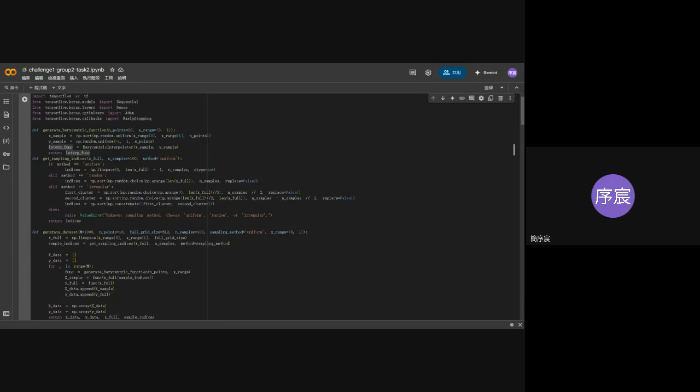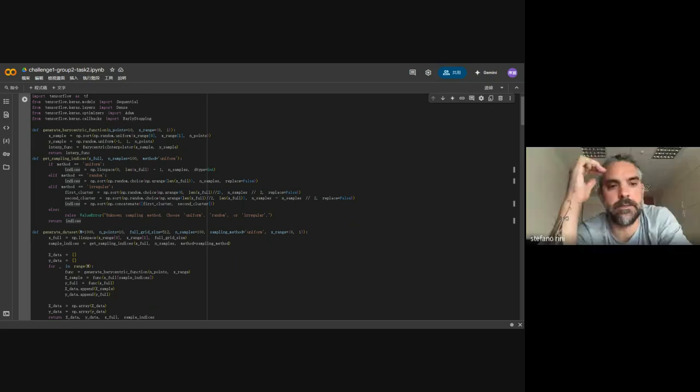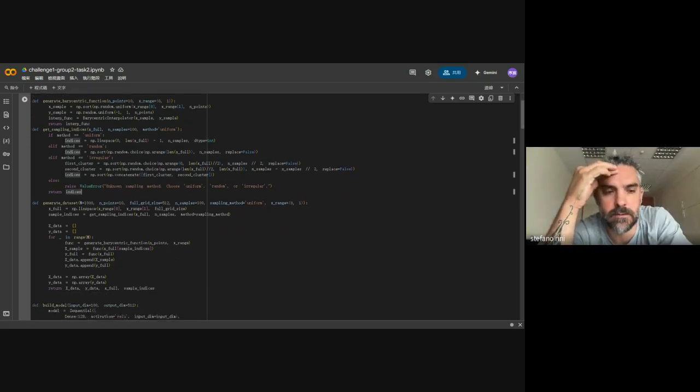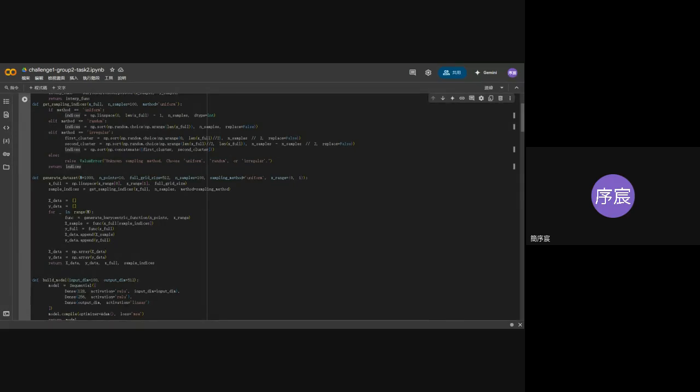And the next part is get sample index, which chooses an index from the grid X based on the selected sample method, which can be uniform, random, or irregular. Excellent. Very good. And the next part is data preparation.